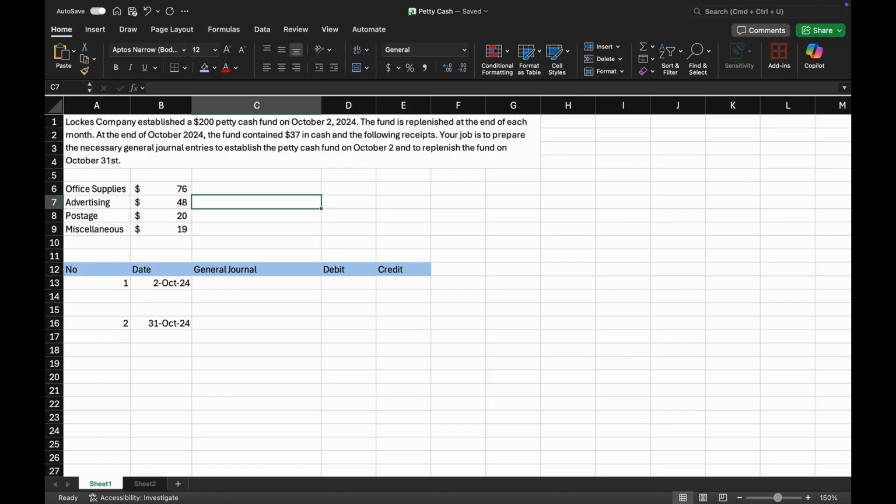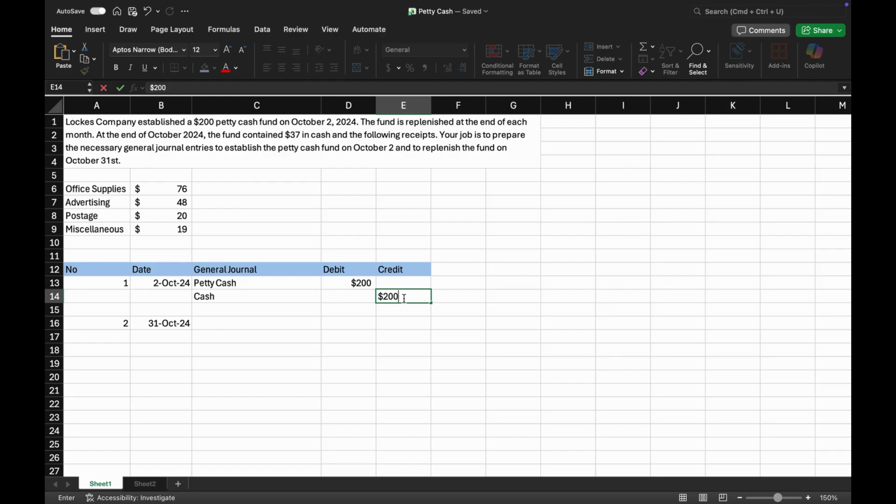For the first journal entry that establishes the petty cash fund on October 2nd, the first account is simply petty cash. The fund is given $200, so we can debit the petty cash fund for $200. Pretty simple, right? The second account is cash, and we must credit this account for $200 because $200 is being moved from the cash account to the petty cash account.